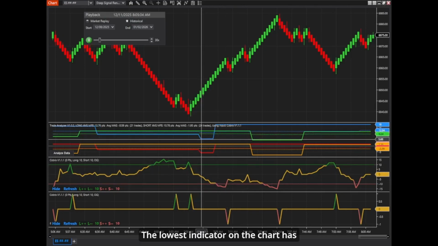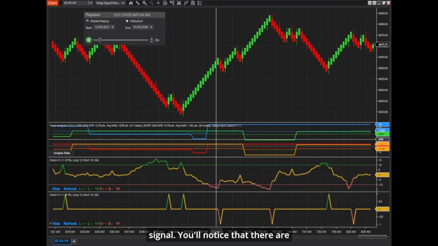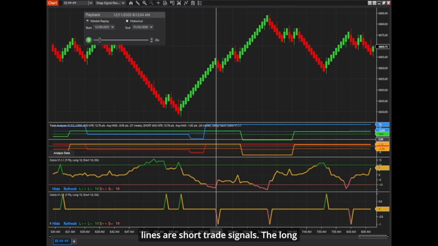The lowest indicator on the chart has Cobra using the plot type of trade signal. You'll notice that there are green lines that rise up to +1 and red lines fall to -1. The green lines are long trade signals and the red lines are short trade signals.